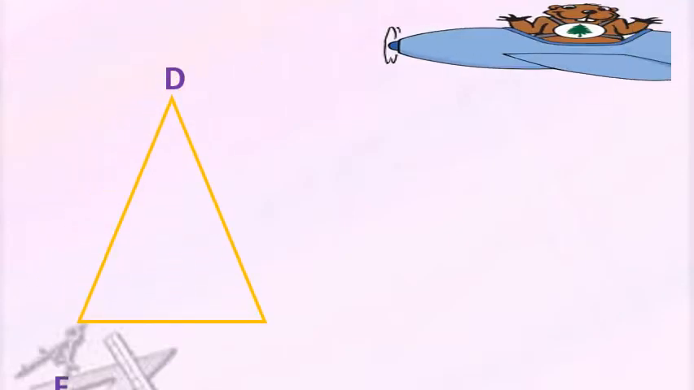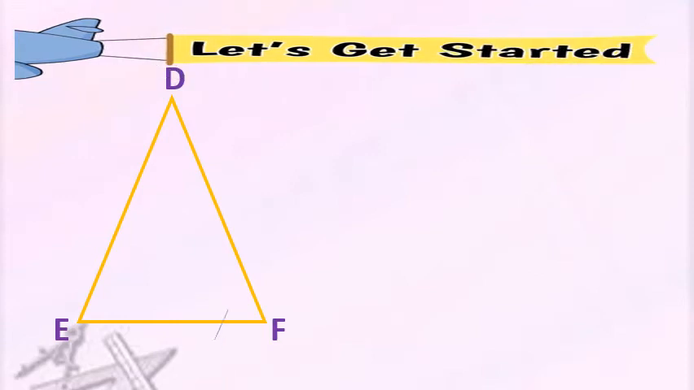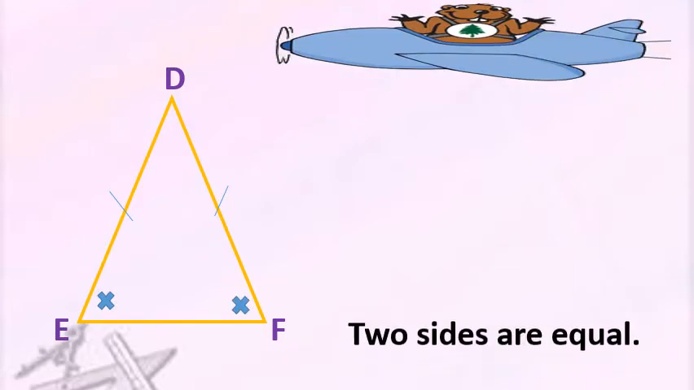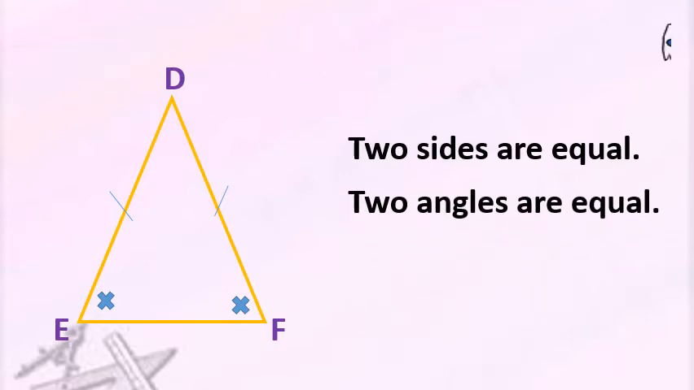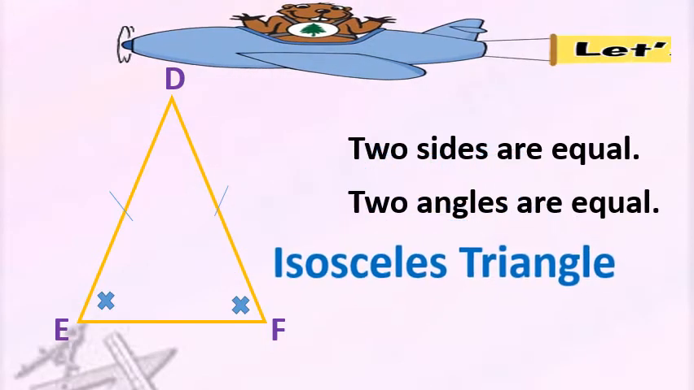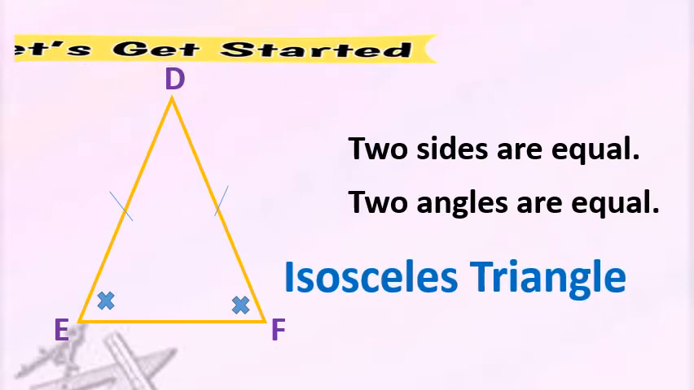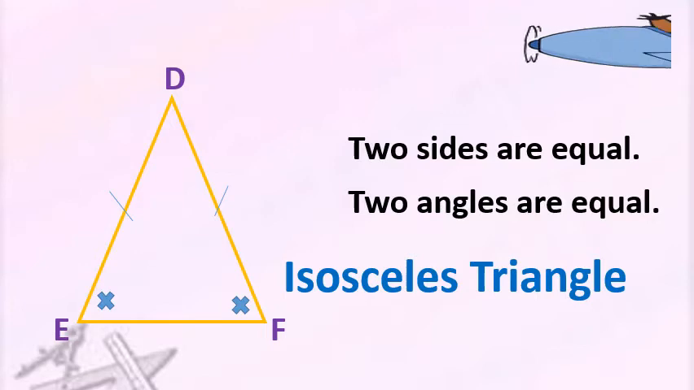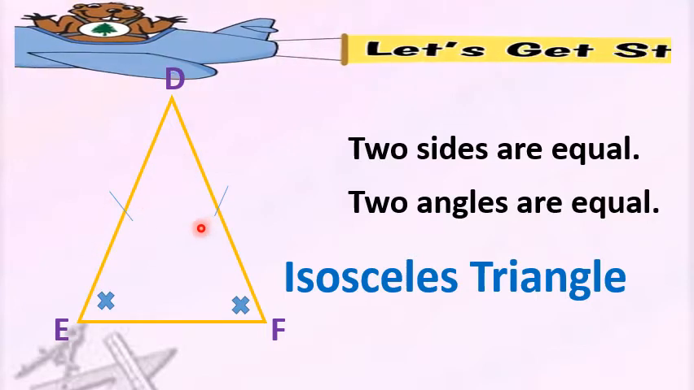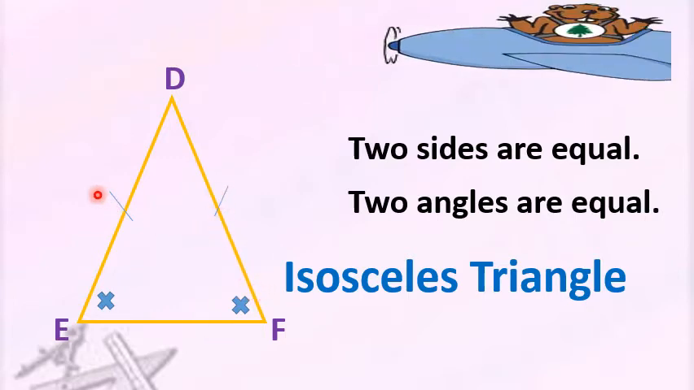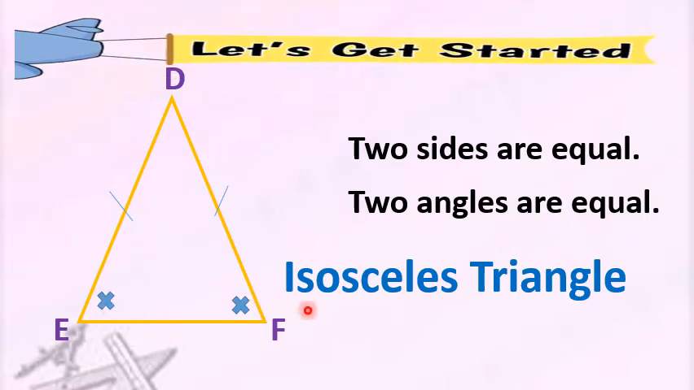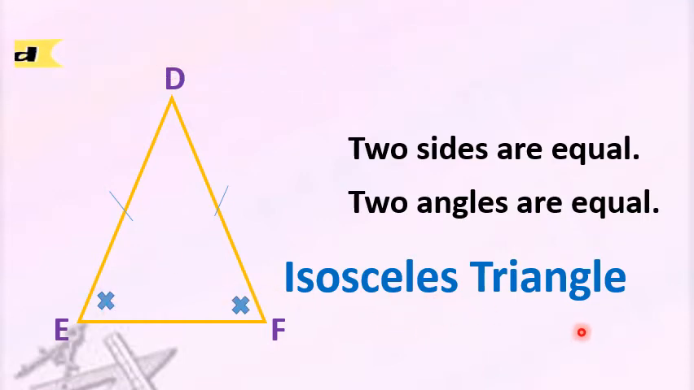Again, if you have triangle DEF having two equal sides and two equal angles, then we call it an isosceles triangle. So in an isosceles triangle we have two equal sides and two equal angles. Whenever you have a triangle with two equal sides and two equal angles, we call it an isosceles triangle.